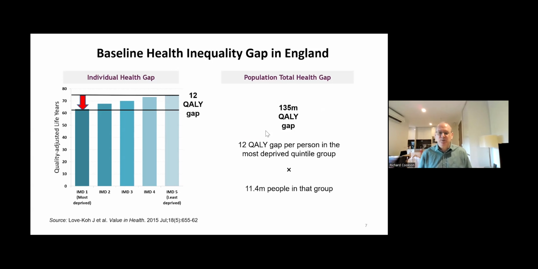The idea of distributional cost effectiveness analysis is: what is the impact on that gap? It's a really simple question. Can you measure how that 12 QALY gap, the individual level gap, if you multiply it up to the population level, you've got a 135 million QALY gap between the top and bottom fifths of the English population. What is the effect of our decision on that gap? Really simple question. That's what DCA tries to evaluate.